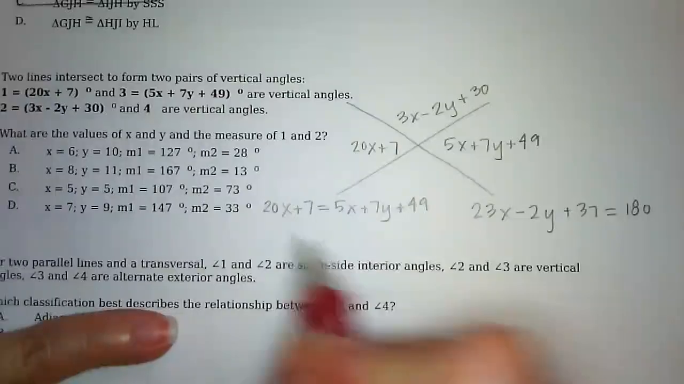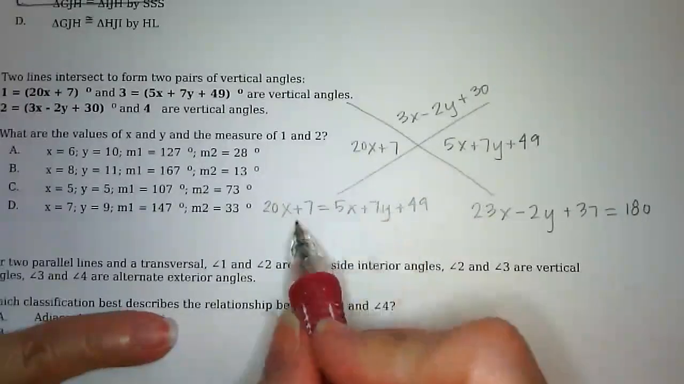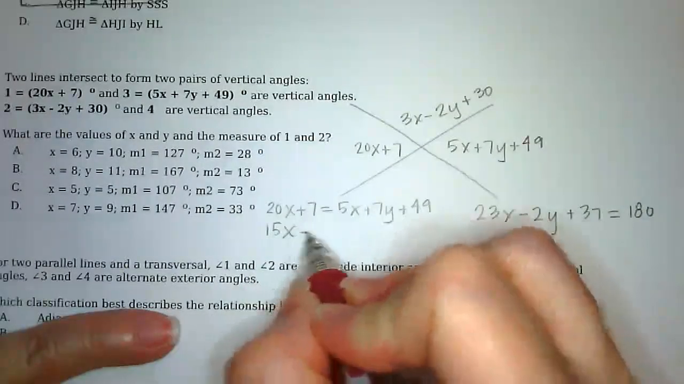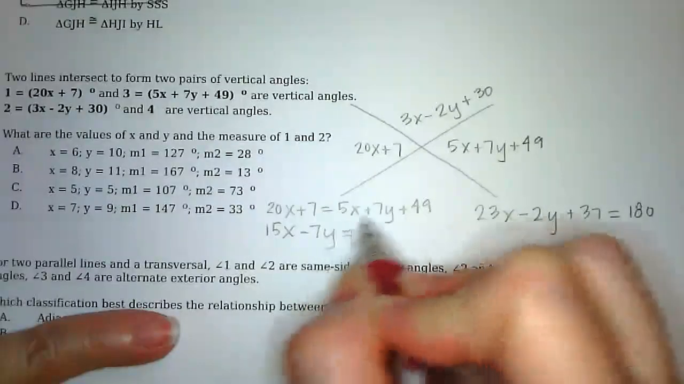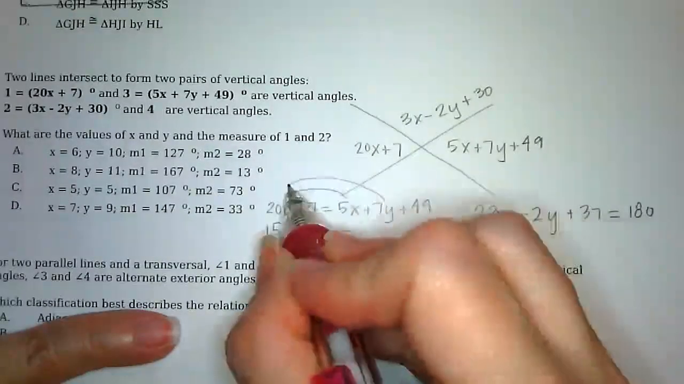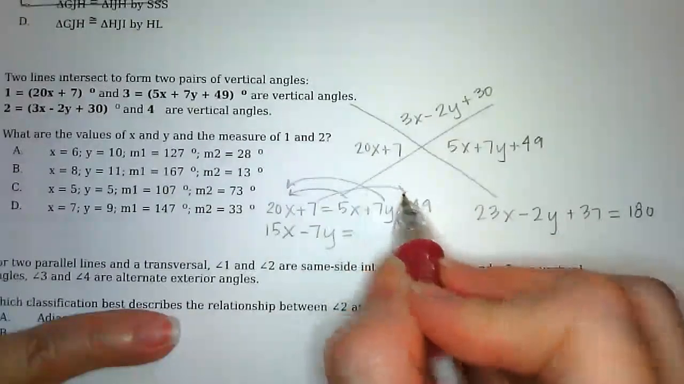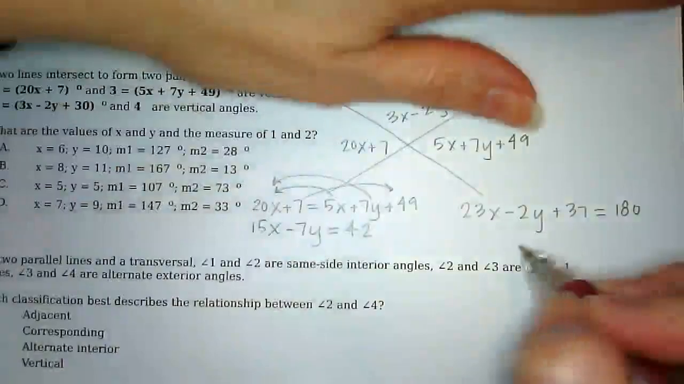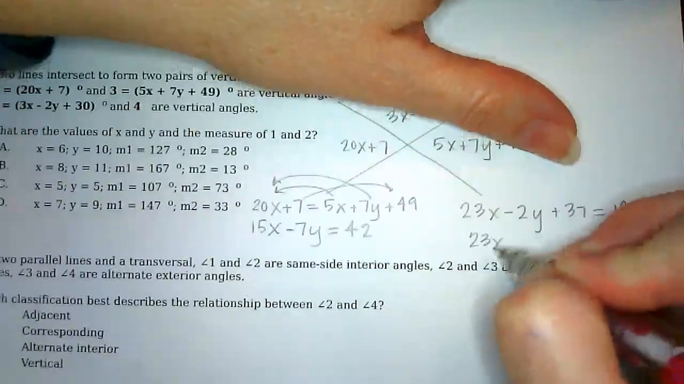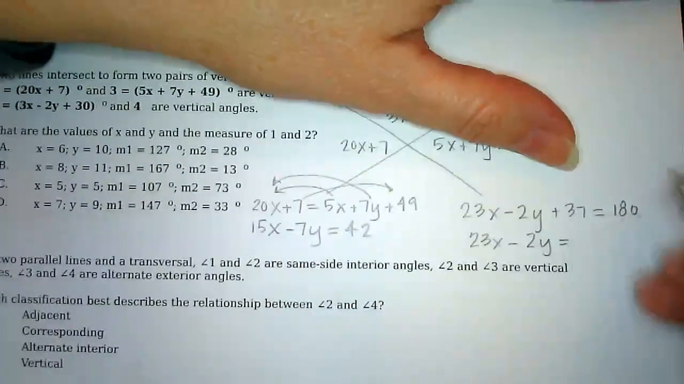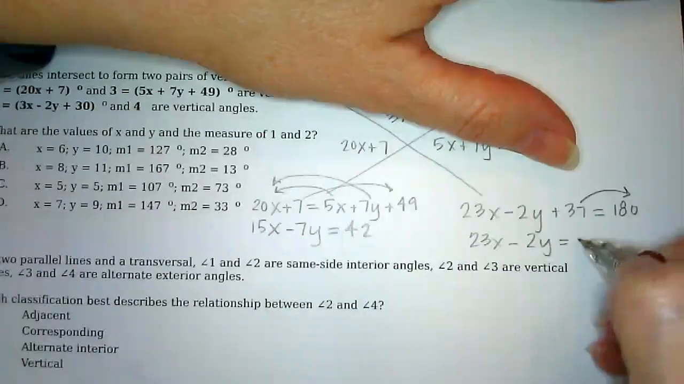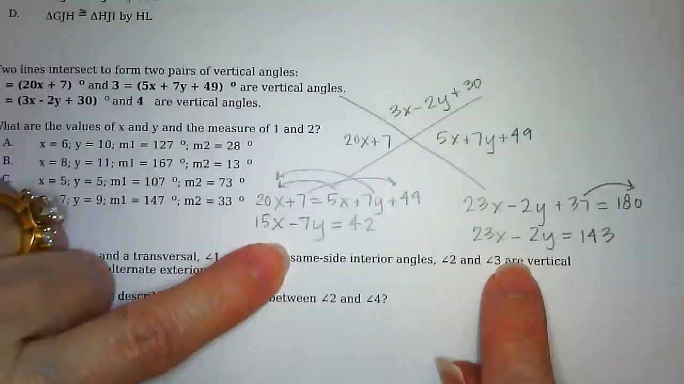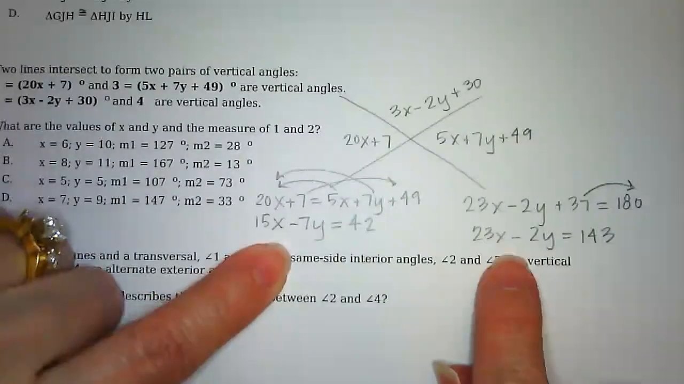So if we get all of this together, this would become 15x minus 7y. If I bring that and that over there, and bringing the 7 over would be 42. And then this one, 23x minus 2y equals, so I need to bring this over here, which should be 143. So now I have a system of equations here.